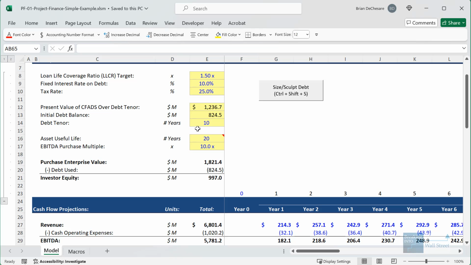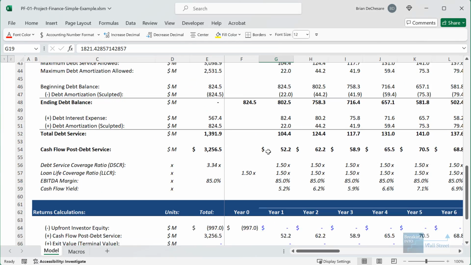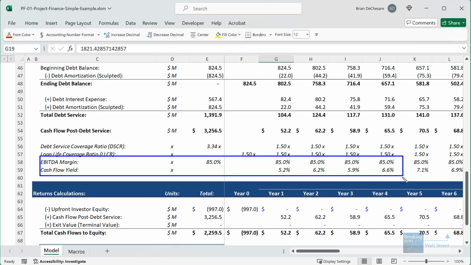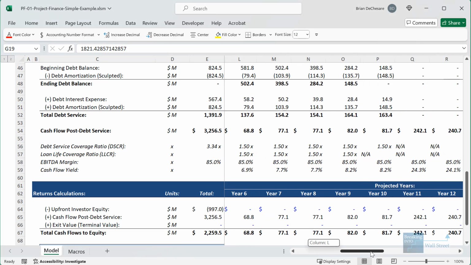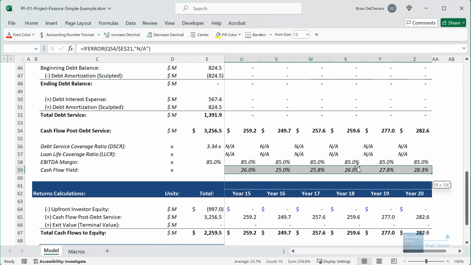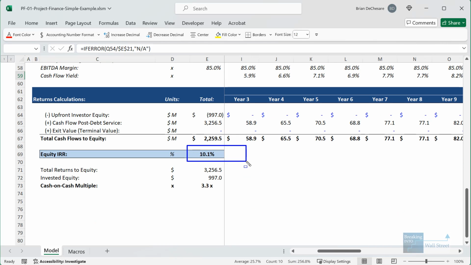So if we go here and just take a look at this, for reference, the purchase enterprise value right now at this 10x EBITDA multiple is about 1.8 billion. I'm just going to copy and paste this. We have an 85% EBITDA margin, and the cash flow yield here is around 5 to 10% initially, and then once all the debt is repaid, it jumps up significantly, and it is more like 25% to 30%, which explains how we get to a 10% IRR here.